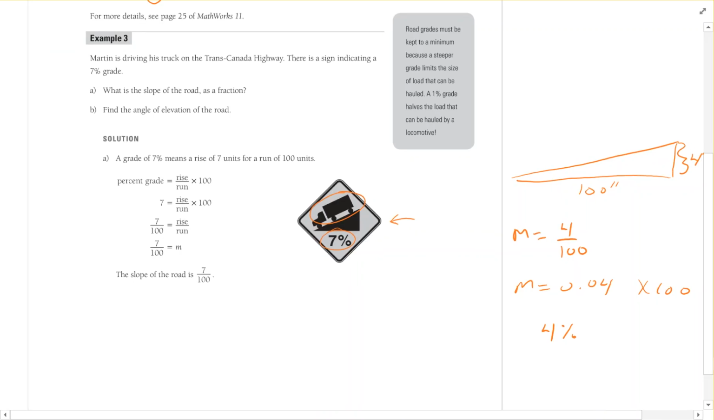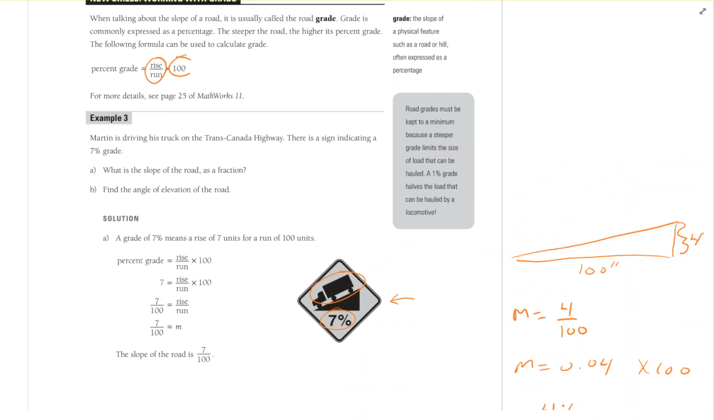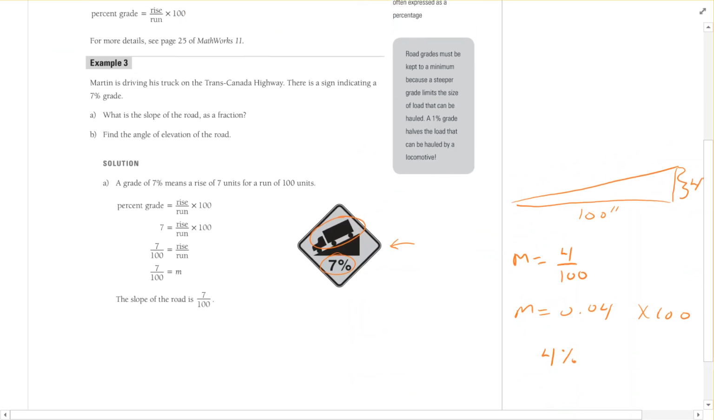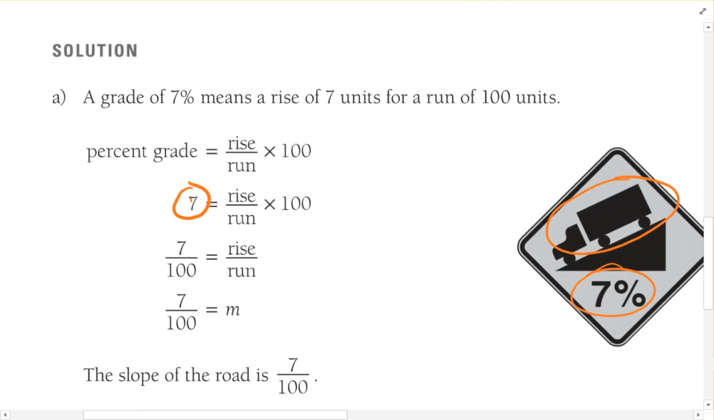So this question says, what's the slope of the road as a fraction? So part A, we just went, well, start off with your new formula. So percent grade is equal to rise over run times 100. And then plug in what you know. So 7%, maybe I'll zoom in here. Yeah, 7%. So it would go under the percent grade. And then rise over run goes over here. So rise over run, and that's equal to rise over run times 100.